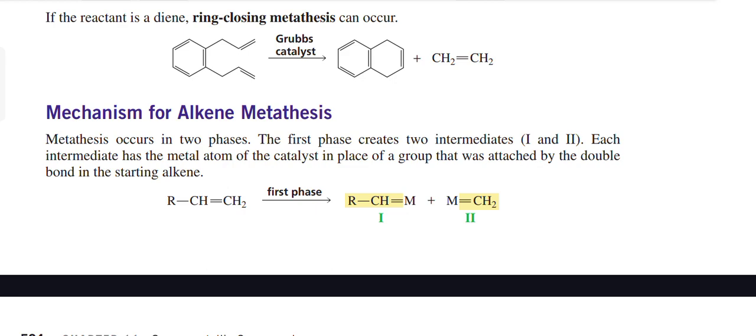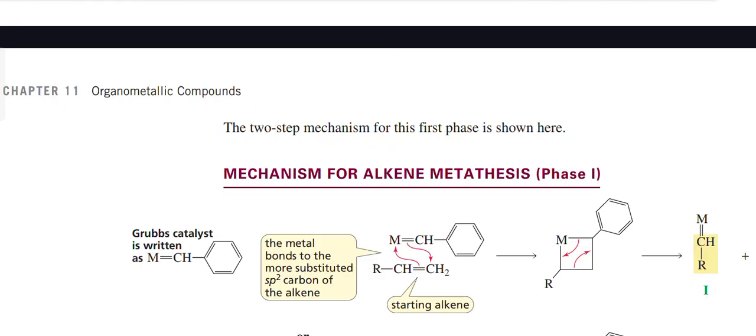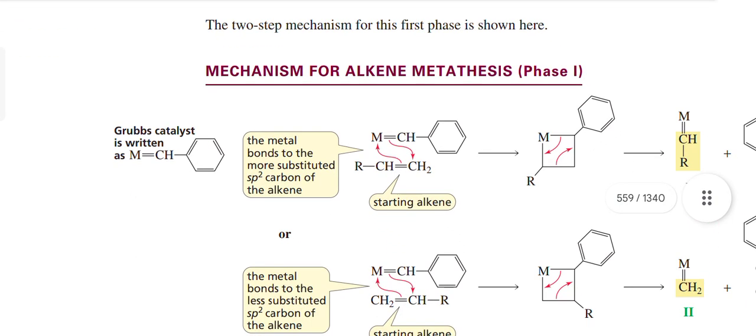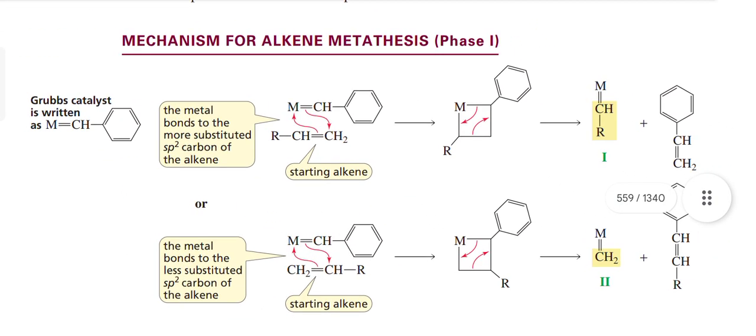Mechanism for alkene metathesis. Metathesis occurs in two phases. The first phase creates two intermediates, first and second. Each intermediate has the metal atom of the catalyst in place of the group that was attached by a double bond in the starting alkene. The two-step mechanism for this first phase is shown here. So the mechanism for alkene metathesis phase 1 is shown over here.